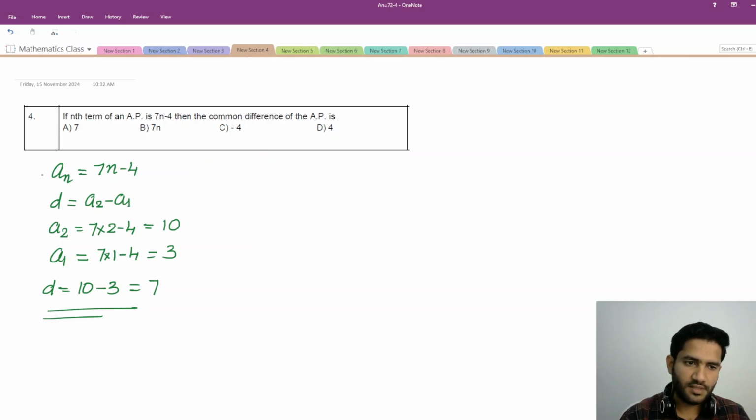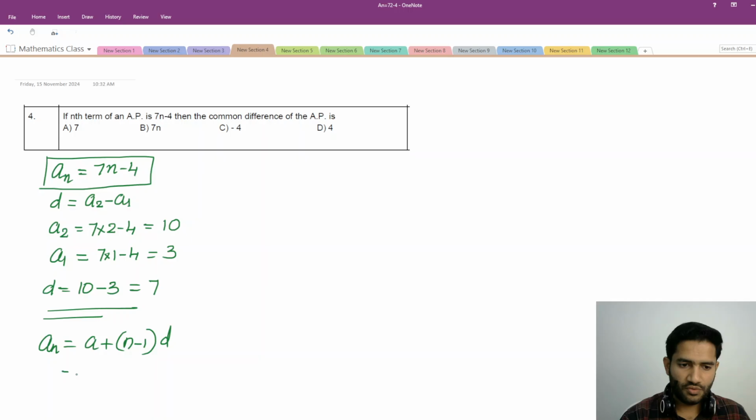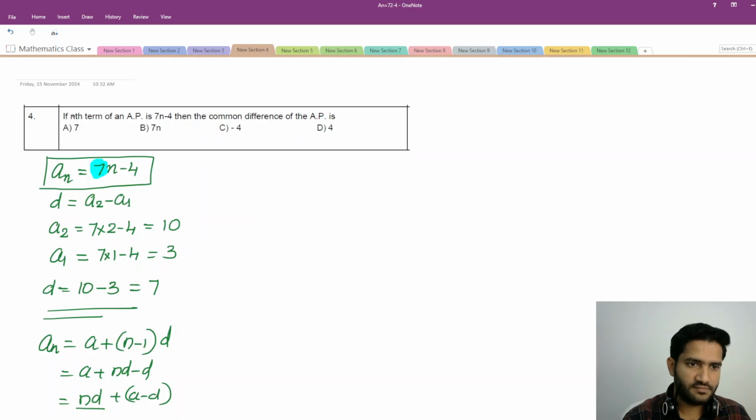Or simply look at the nth term, 7n minus 4. We know that normally it is a plus n minus 1 into d. So a plus nd minus d, or we can write nd plus a minus d. a minus d is a constant. So n into d, so the coefficient of n is the common difference. So simply we can write 7. 7 is the answer.